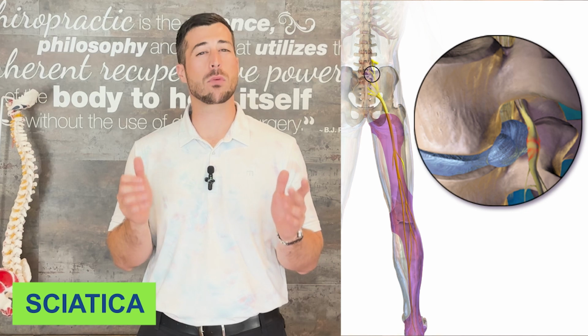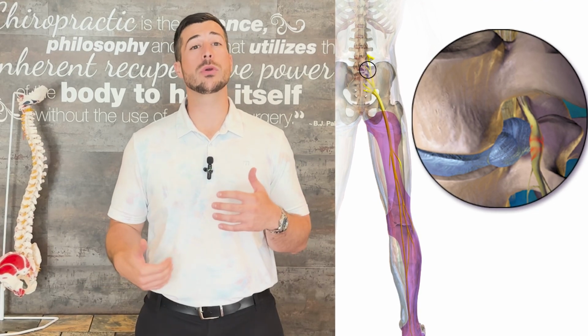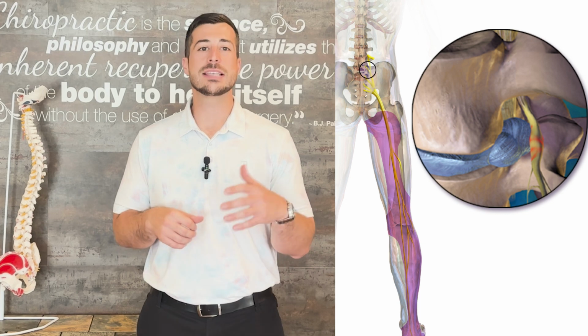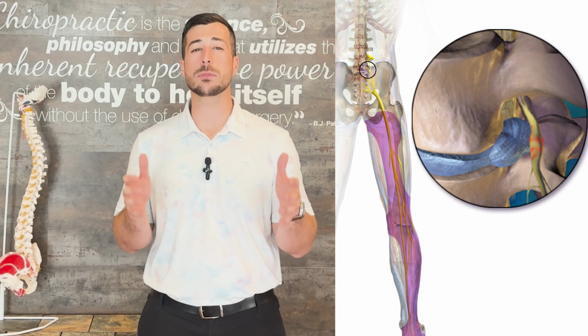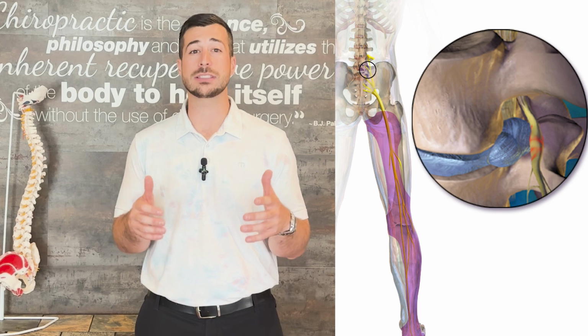Next, we have sciatica, which is often caused by compression of the sciatic nerve. This nerve runs from your lower back through your hips and buttocks and down each leg. Sciatica is characterized by a sharp, shooting pain that radiates from the lower back down the leg, often affecting only one side of the body. Other symptoms include tingling, numbness, or weakness in the affected leg down to the foot. This pain typically worsens with prolonged sitting, standing, or movements that really stretch that nerve.